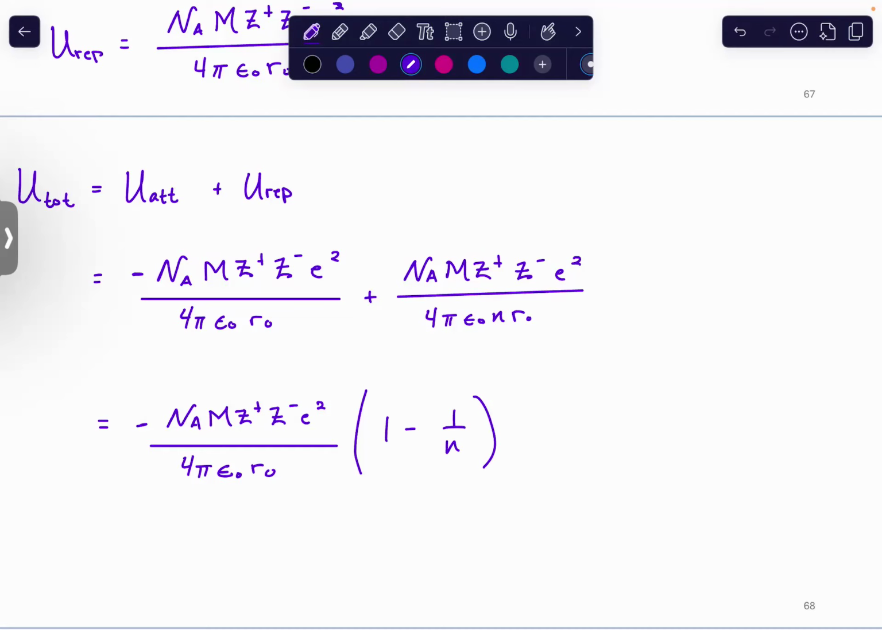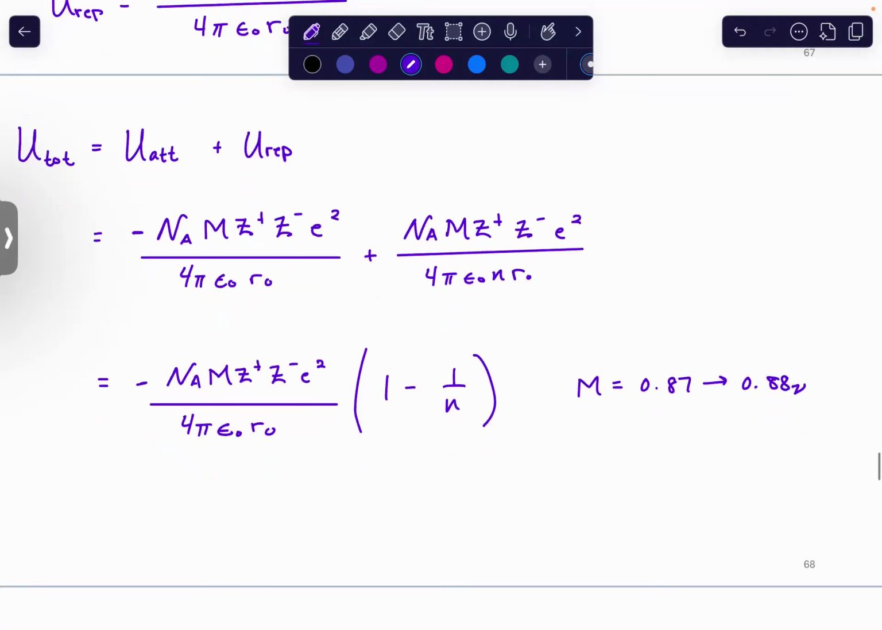Now, one thing that does help is, first off, Kapustinskii, so we're going to abridge this a little bit. Kapustinskii noted that your M, the Madelung constant, is usually between 0.87 and 0.88. Nu, so you're getting a vibrational frequency. And R0, of course, we need to split this apart, so those are our ionic radii.